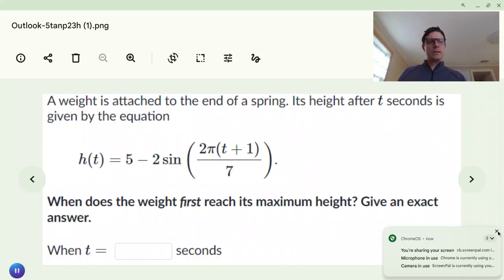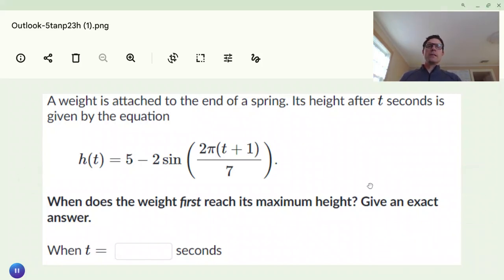Okay, so we want to look at this question here. Again, this is a modeling sinusoidal functions with phase shift question. So we've got a weight attached to the end of a spring, so it's going dong, dong, dong. Its height t seconds after t seconds is given by the equation for the following.